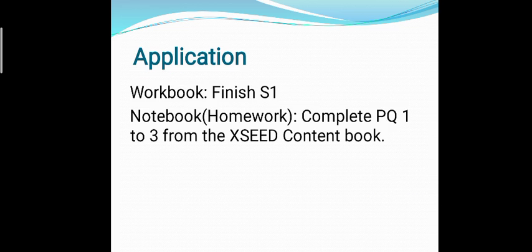Now this is the time to complete your work. So you have to finish S1 of your volume book based on today's learning. And you have to complete practice question 1, 2 and 3 from Exit Content book.